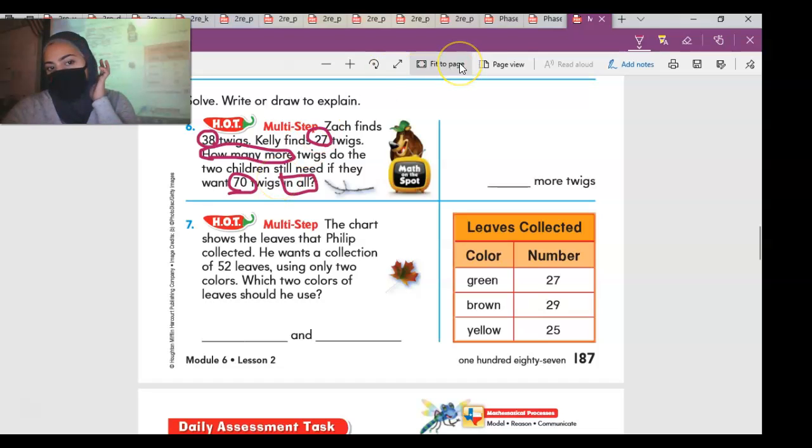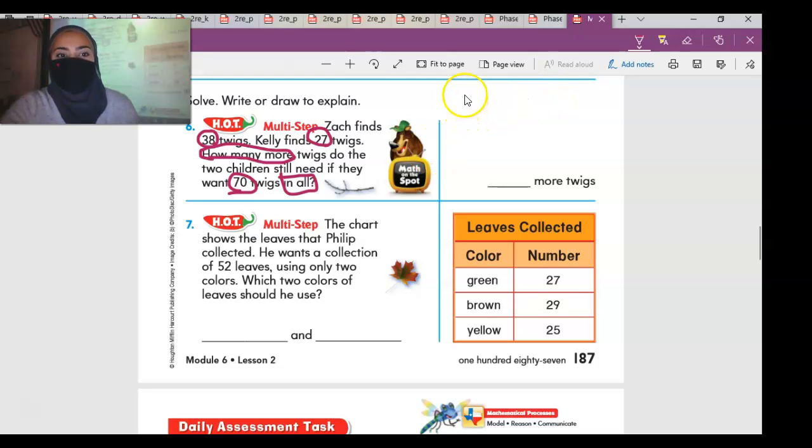Okay, so how many more means bigger, smaller, difference. That means if you put the big number first, take away the small number, that is the difference, and this means subtract. Difference is the same as subtract. Very good. BSD, bigger, smaller, difference. So Zach finds 38 twigs. Kelly finds 27 twigs. How many more twigs do the two children still need to find if they want 70?